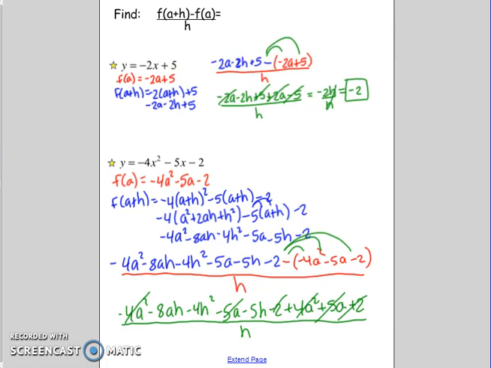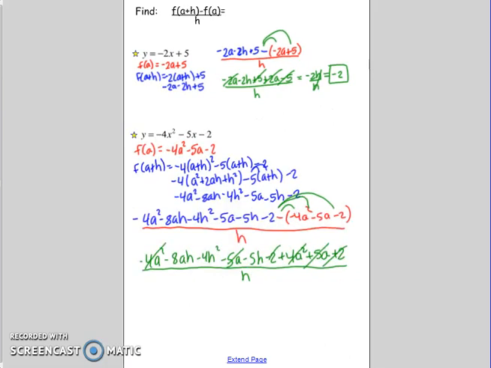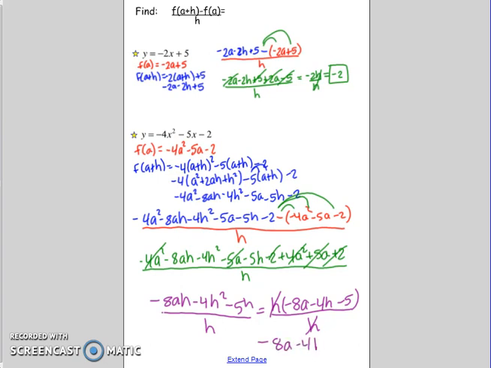So when you do this, the a's should always cancel out. If it has an h in it still, it's not going to cancel. But any constant terms usually we're going to cancel out, and any values that have a's in them without the h. So now what we have is negative 8ah minus 4h squared minus 5h all over h. So we're going to factor out the h in the top. And we have negative 8a minus 4h minus 5 over h. The h's are going to cancel. And then you end up with just negative 8a minus 4h minus 5.